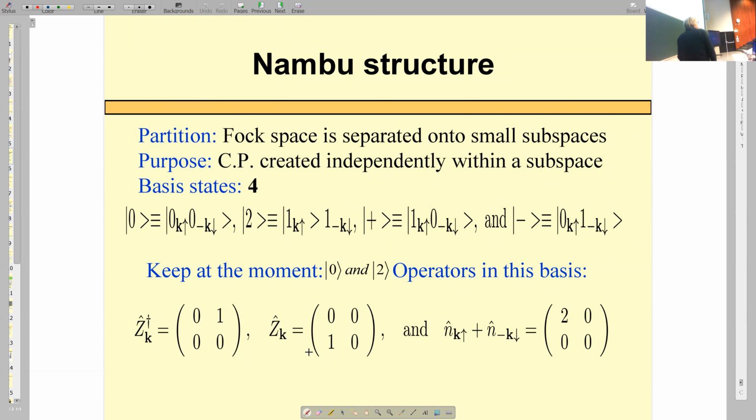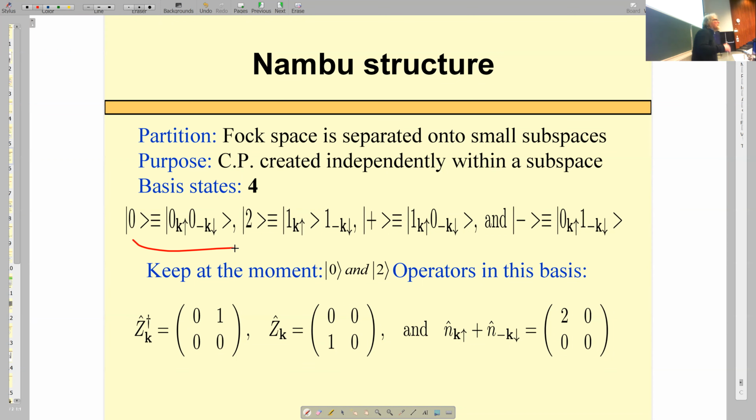For that, if the problem is complex, you better do it piece by piece. So I want to introduce some structures, some small pieces, number boxes, where I can deal with this problem in a very simple fashion. And for this, for each pair of k and minus k with opposite spin, I pick up 4 possible states.